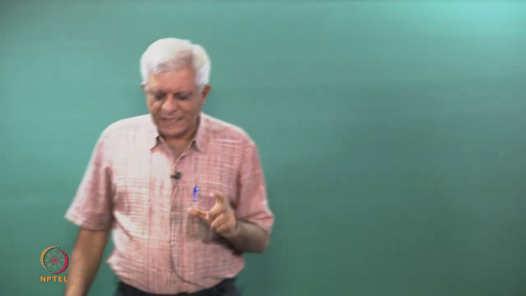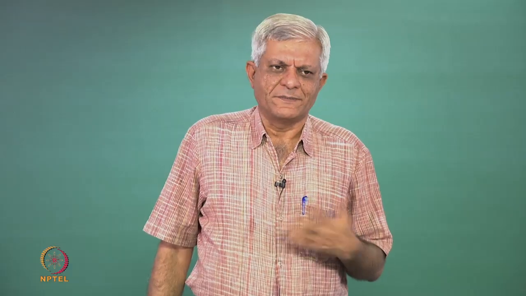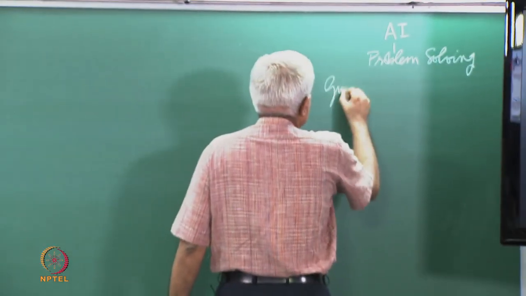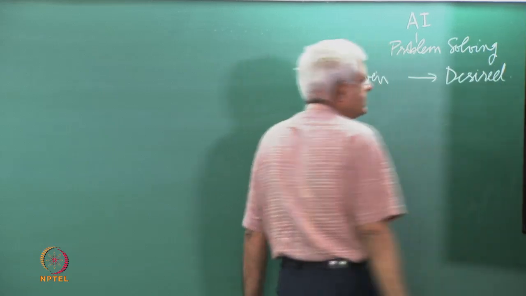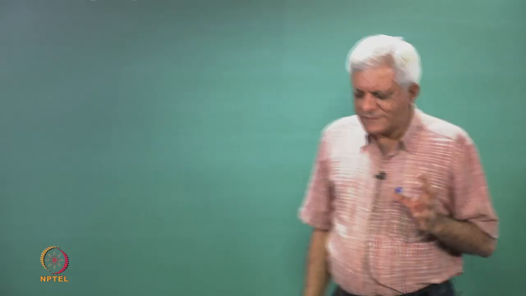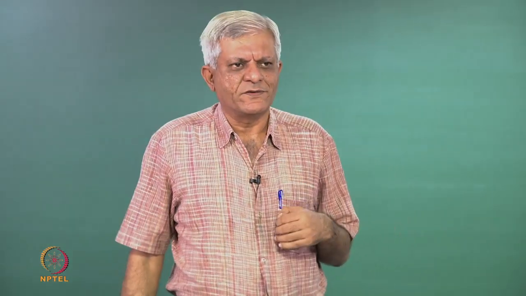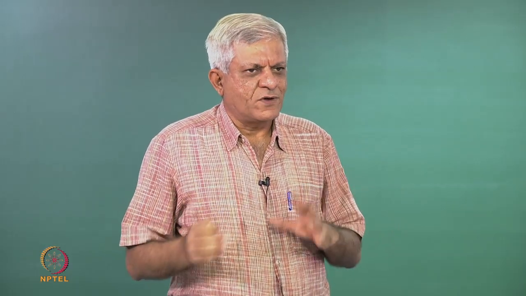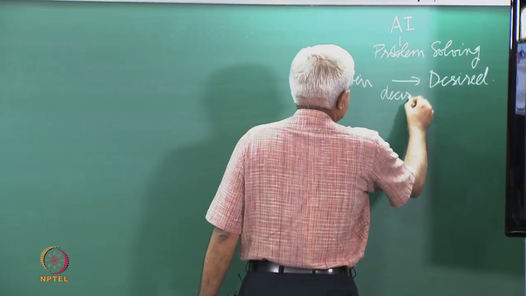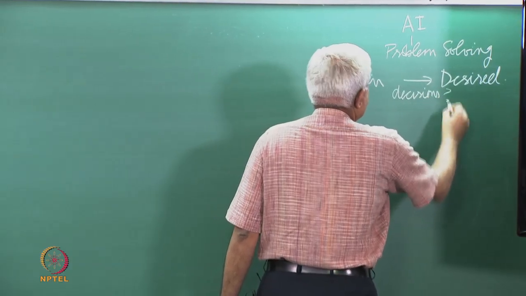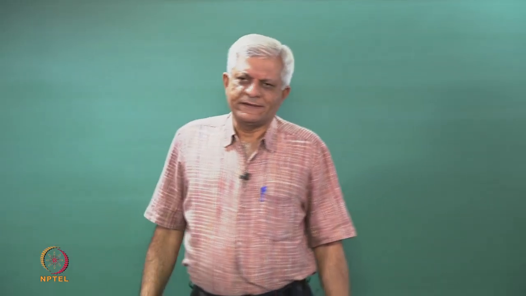We will focus on problem solving, and by problem solving we mean that the agent is in some situation and wants to be in some desired situation. Okay. So, given a situation and a desired situation, the task of the agent is to make a series of decisions or a series of moves which will transform the given situation to the desired situation. So, the task is to find these decisions, and that is a task we will be addressing.